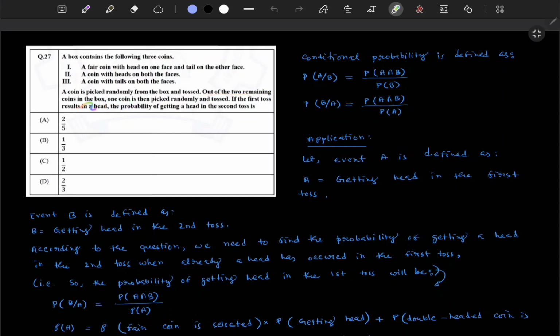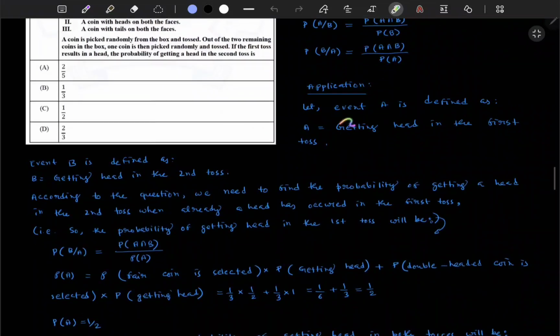So a coin is picked randomly from the box and tossed. Out of the remaining 2 coins in the box, one coin is picked randomly and tossed. If the first toss results in a head, what is the probability of getting a head in the second toss? That we need to find out here. And there are 3 types of coins. So conditional probability is defined like this: probability of A given B means B already occurred, then what is the probability of A? It is defined as probability of A intersection B by probability of B, and similarly probability of B given A equals probability of A intersection B by probability of A.